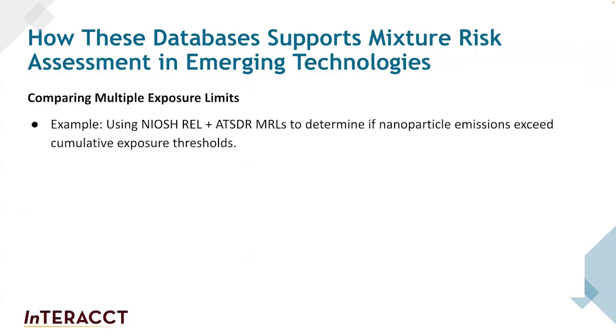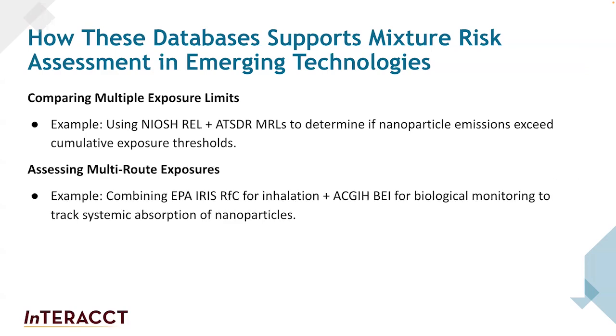Here we see how we can apply these databases in practice for emerging technologies. First, we can compare multiple exposure limits. For example, by combining NIOSH RELs with ATSDR minimal risk levels, we can determine if nanoparticle emissions exceed cumulative exposure thresholds. Second, we can assess multi-route exposures. This could mean combining EPA IRIS reference concentrations for inhalation with ACGIH biological exposure indices to track systemic absorption of nanoparticles through biological monitoring.